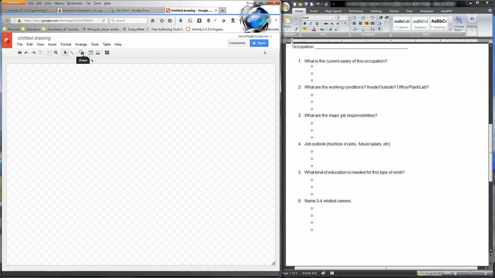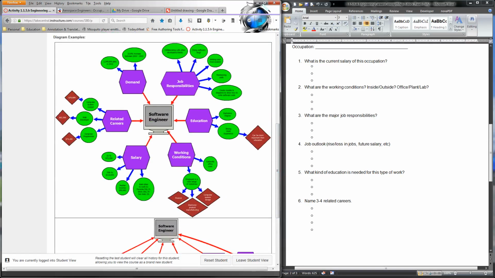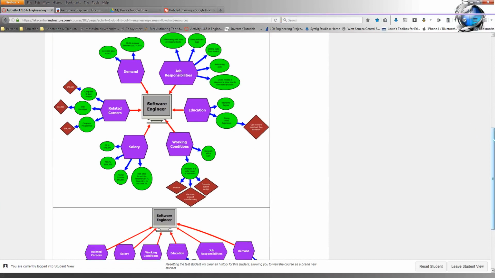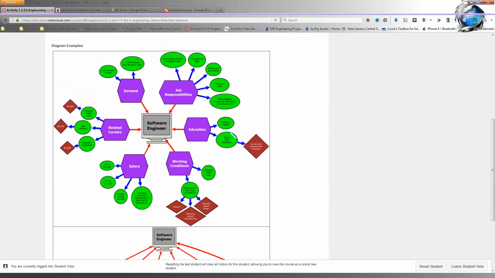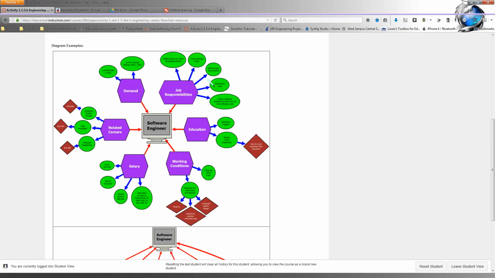You have some tools here at the top. You'll want to either start at the top and work your way down, or start in the middle and work your way out, depending on how you want to make the chart. You can use what I have here to kind of cheat and look at. I put those on there as examples for you to use. In your Google drawing, you'll start with some shapes, or if you want to use a picture, you can search for an image and use that as your central idea, like I did here.